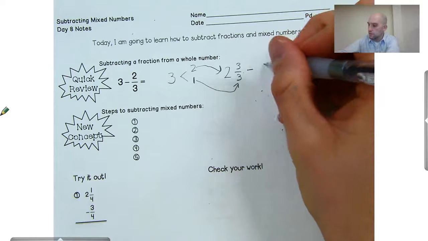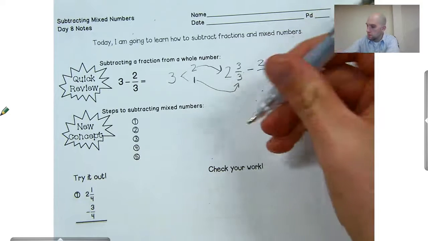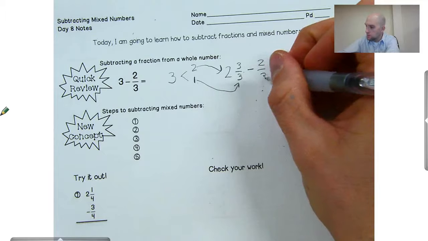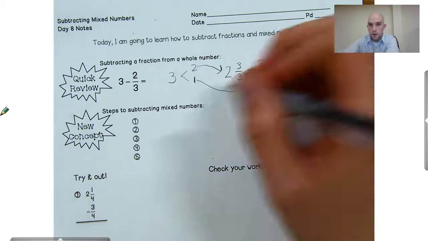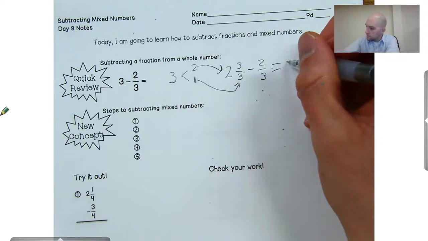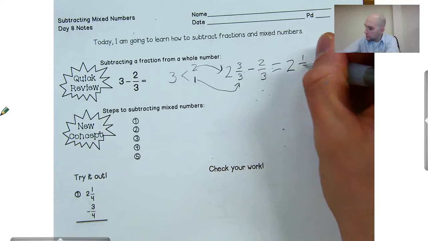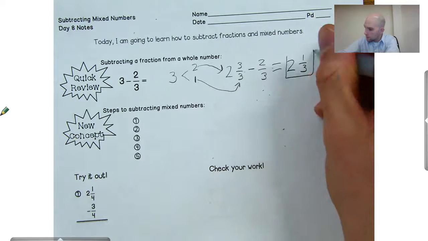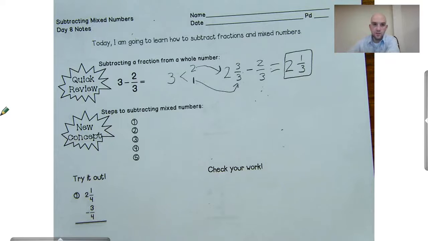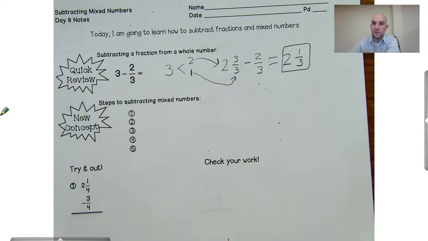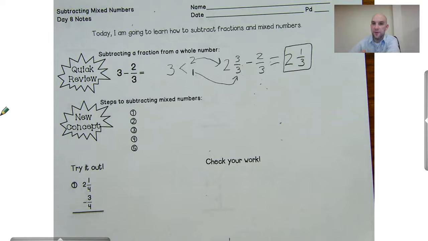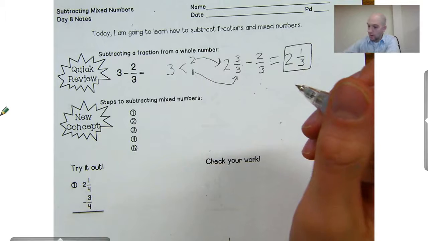And now I can subtract 2/3. 3/3 minus 2/3 is 1/3. Leave our whole number alone. We end up with 2 and 1/3. And again, I could turn that 3 into an improper fraction if I wanted to, but then I have to turn it back into a mixed number afterward. This allows me to just subtract my fractions. So we'll continue to do that as we subtract fractions from mixed numbers as well.